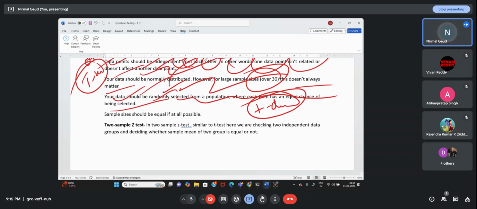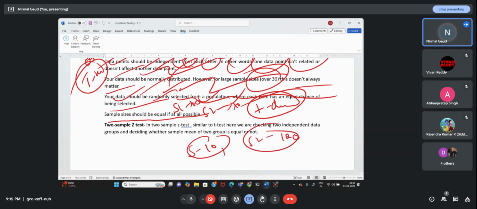And keep the sample sizes equal if it is possible. So if you are taking sample 1 and sample 2, the size should be the same. Values are different, but size should be the same. For example, in sample 1 if you are taking 10 points, in sample 2 you are taking 10 points, so there should be 10 points each. Don't do it like this: sample 1 has 10 values, sample 2 has 100 values, and now you are comparing the mean of them.